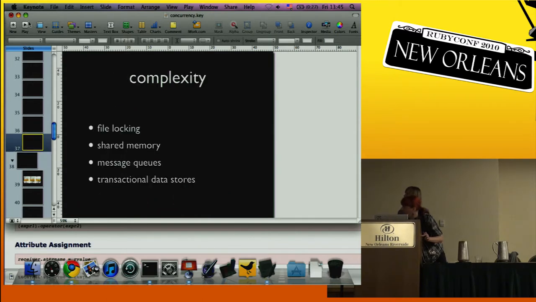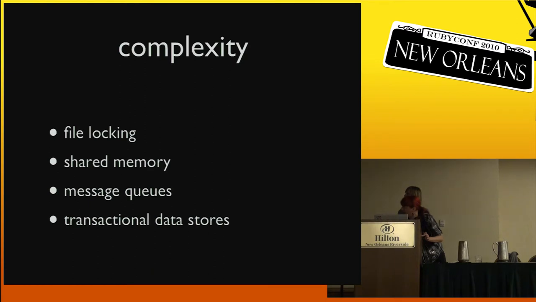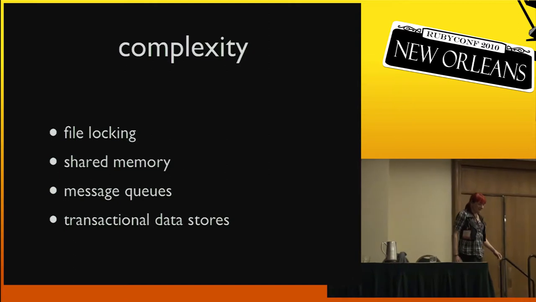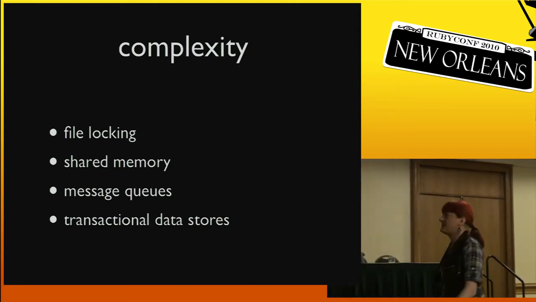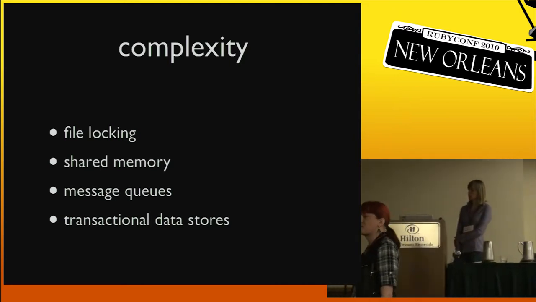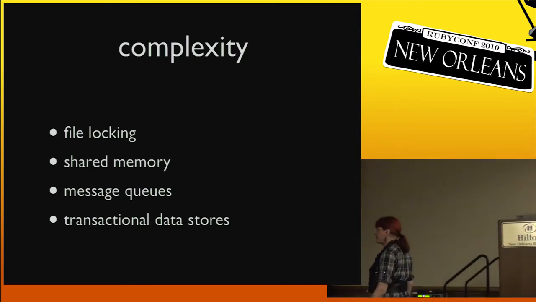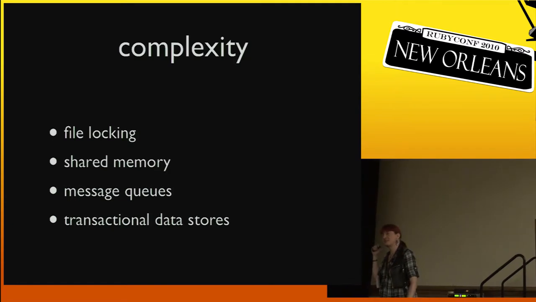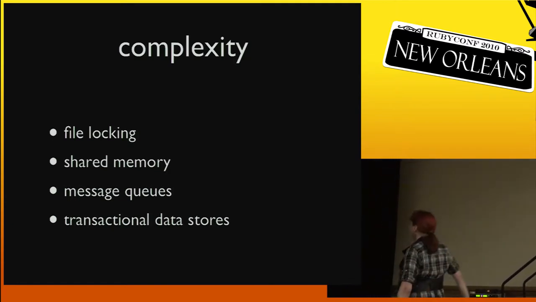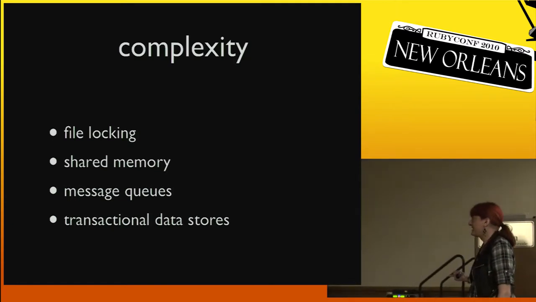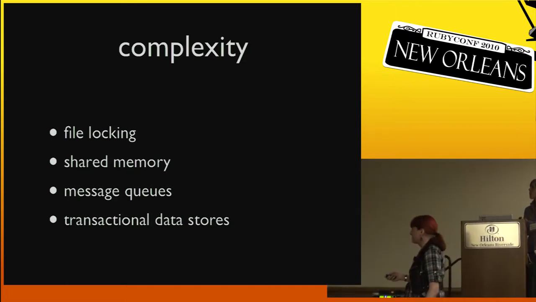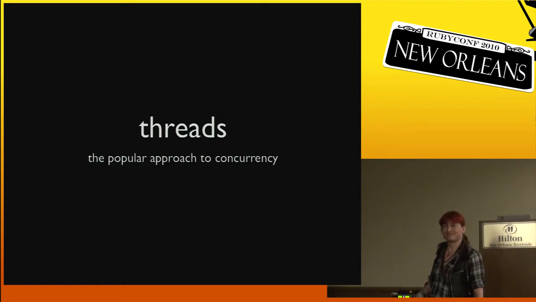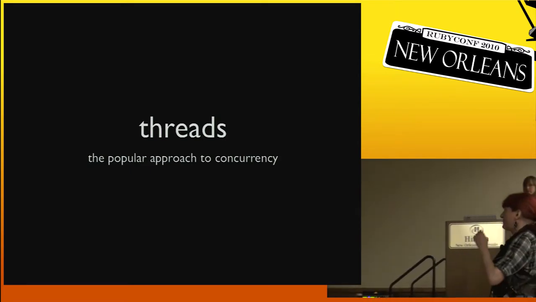All right, I mean, complexity. As I say, there's a lot of complexity in the kind of code that you write on a Unix box anyway. And people have come up with some fun sort of tools that you should go off and you should read about. And at the end of the presentation, I'll give you a reference for where you should go and read about it. File locking, shared memory, message queues, which everybody thinks are sexy, and transactional data stores, which are basically just your database server.